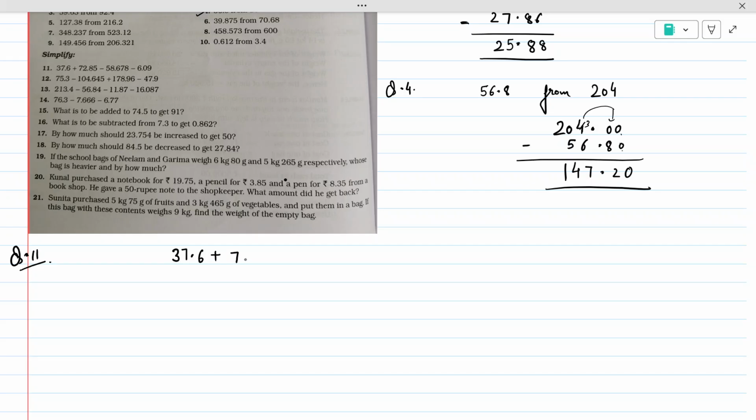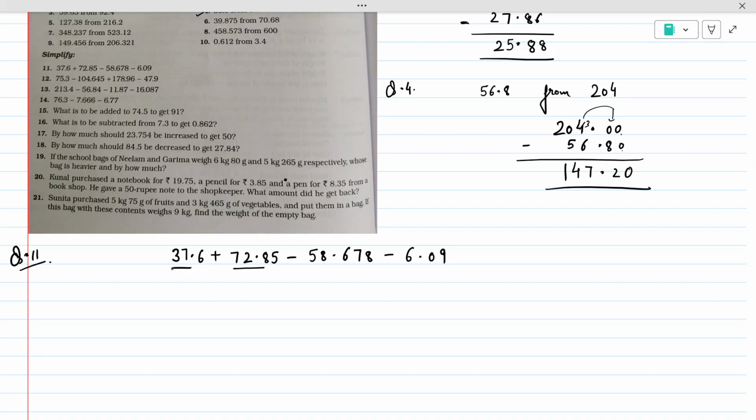We have 37.6 plus 72.85. From this we have to subtract 58.678, and we have to subtract 6.09 here. Okay, so these are the numbers which are given to us. So first of all, let's start with the DMAS rule, and according to that we have to do the addition first.